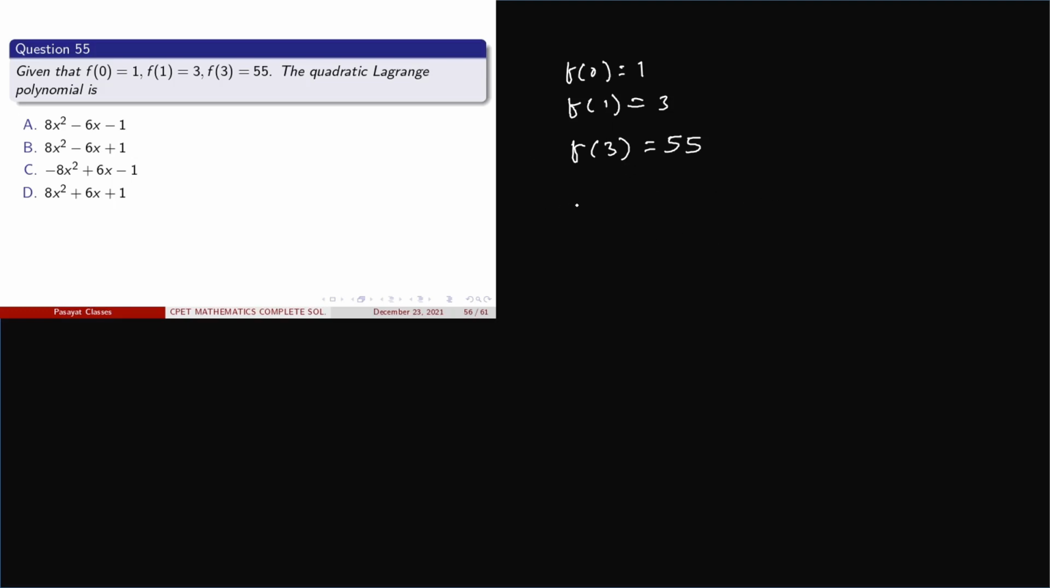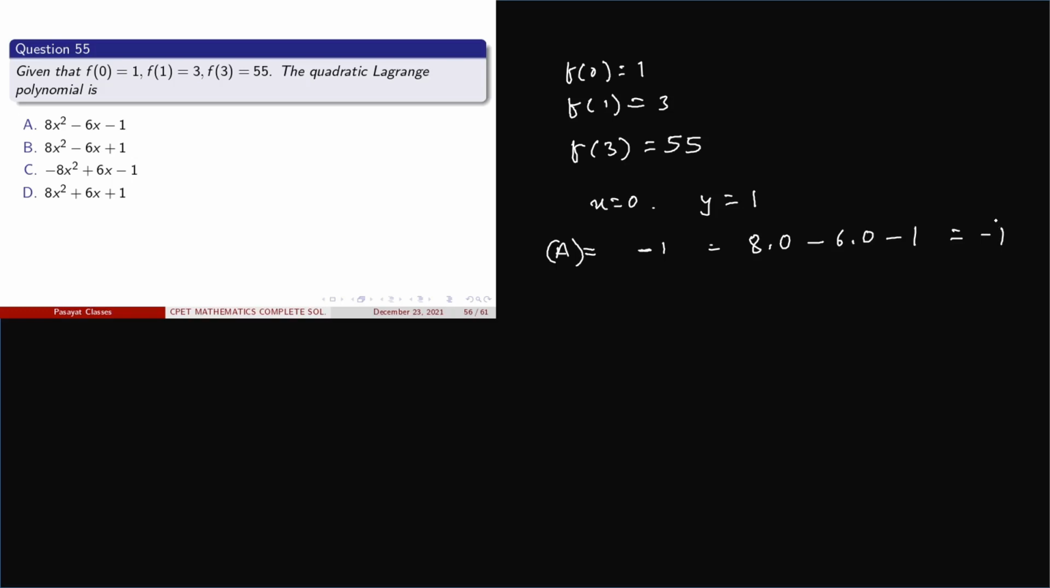So first of all, f of 0 is equal to 1. So in place of x is equal to 0, we get the y value as 1. So putting the value of x is equal to 0 in option A, we get minus 1, because here observe that this one is 8 into 0 minus 6 into 0 minus 1.